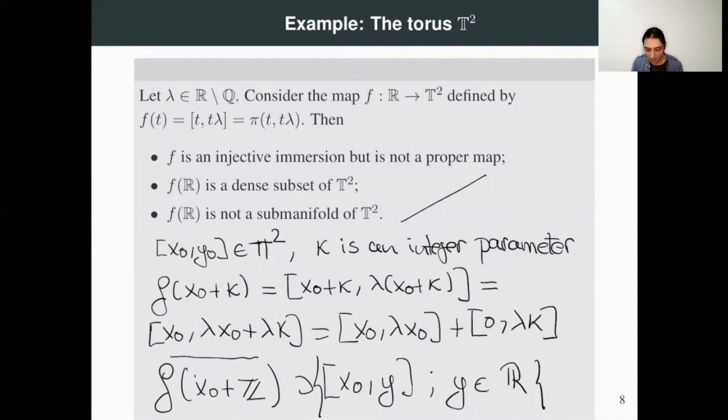because a line is not dense in such an open set, so it's not going to happen. So the image of R is not going to be a submanifold of the torus. We have an injective immersion that is very, very far away from being a submanifold, and in particular, it's very far away because the image is dense.